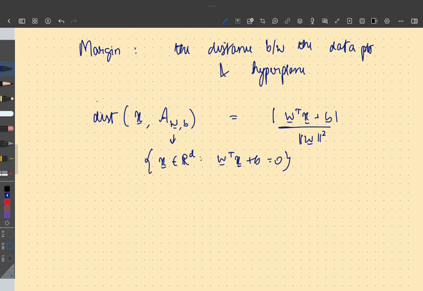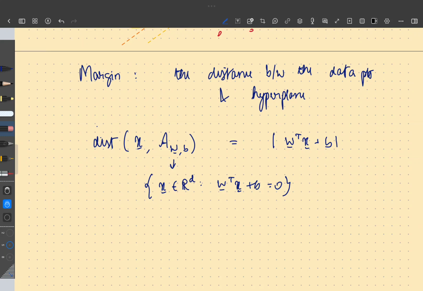So this is the distance from an arbitrary point to the hyperplane. Just the norm, I think, right? The squared distance is going to be mod w transpose x plus b divided by norm w, whole squared.